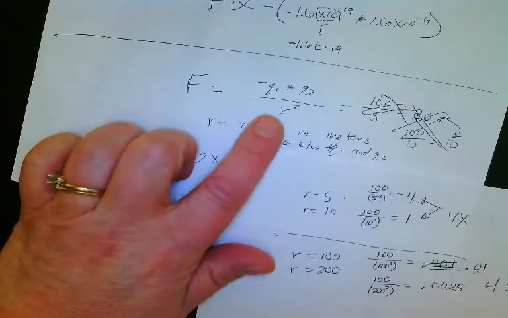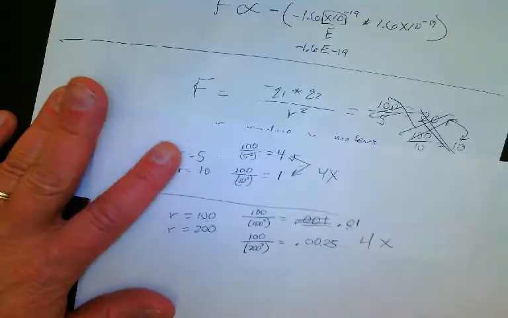I do this, and I double it. If I double the radius, the force decreases by 4 times. So every time I double the radius, the force decreases by 4 times. Add this equation. And I use numerical evidence to prove it.